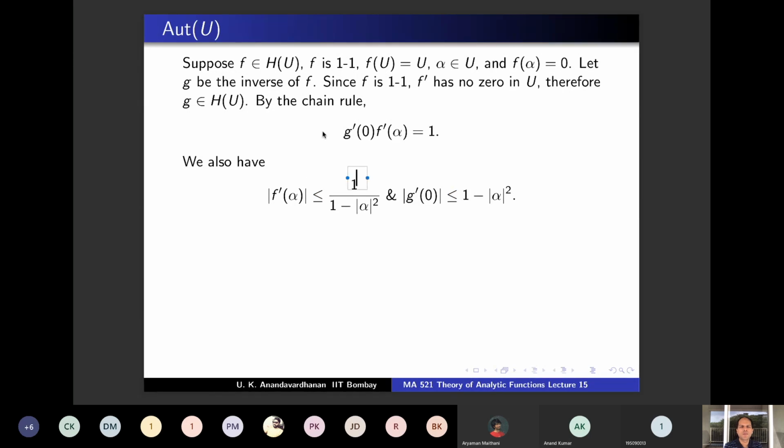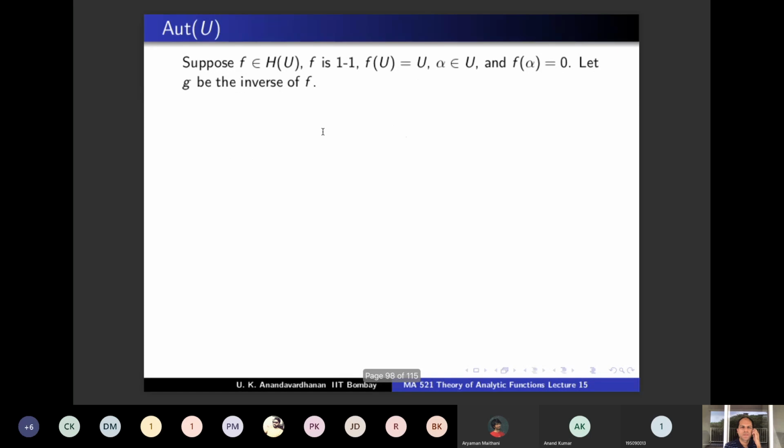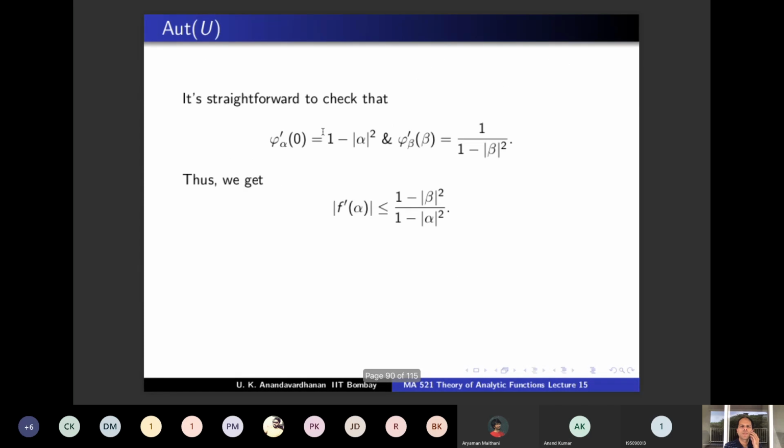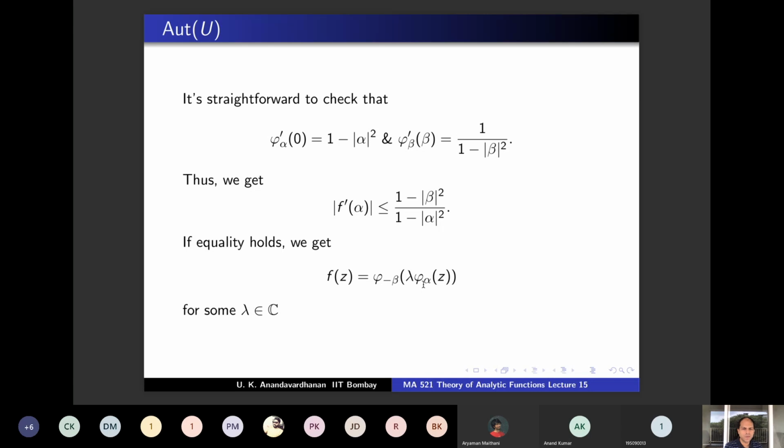But go back to the previous slide. You have this inequality, and then we concluded that if equality holds, f(z) is of this form. And we have concluded that equality holds. Therefore, f(z) has to be of the form lambda times phi_beta of phi_alpha. But what is the property of f? f of alpha is 0. So beta is 0. But phi_0 is the identity function. So f(z) is lambda times phi_alpha.